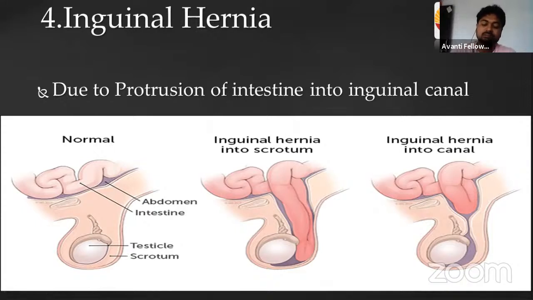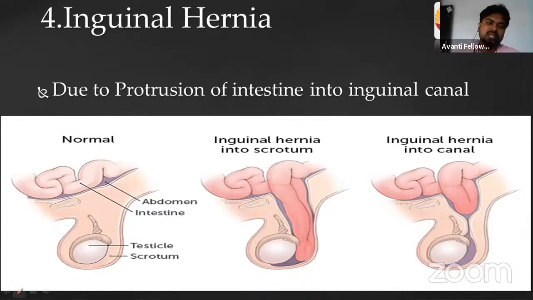चलिए, coming to the next. Next is the inguinal hernia. Okay, so next thing is the inguinal hernia. Then what is meant by inguinal hernia? So you can see this is a normal condition where you can see this is the intestine, this is the abdominal region, okay, this is a testicular scrotum, okay.